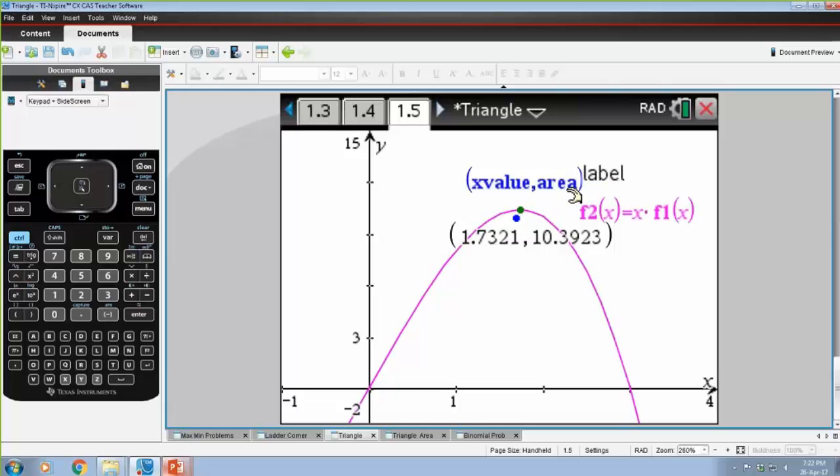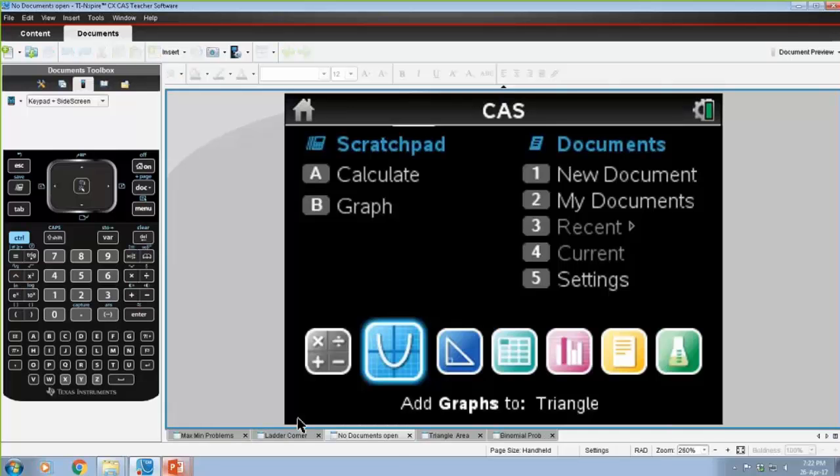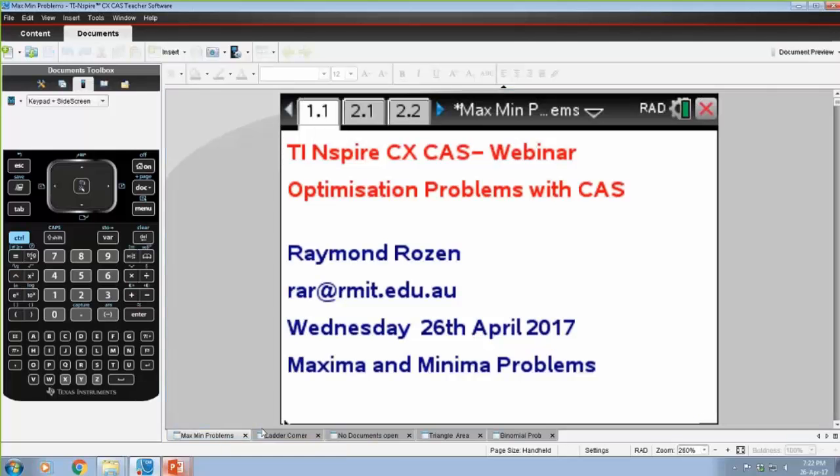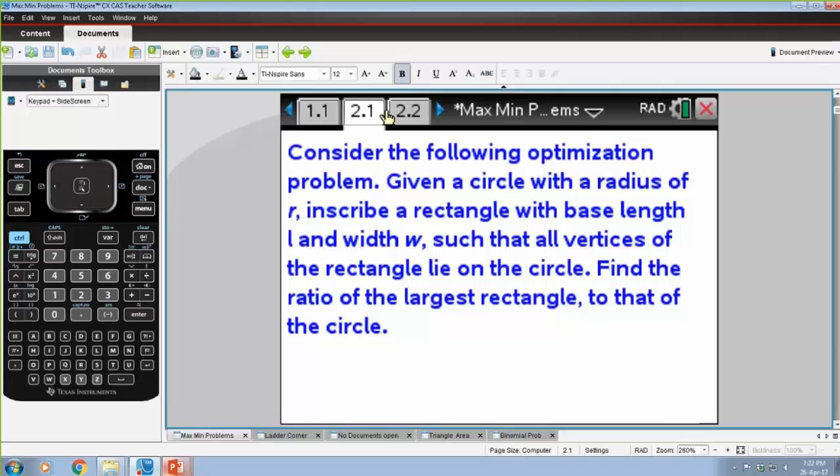All right, so that method of finding the maximum and the minimum of a function or an application question is basically exactly the same. I've got a number of problems installed here, so I'll show you a couple more problems that I've solved. All of these are basically the same sort of procedure, maybe a little bit more complicated, but basically the same ideas that we've seen in that area of the triangle inscribed in that parabola.